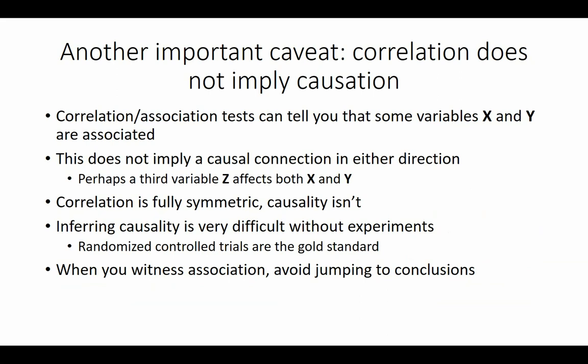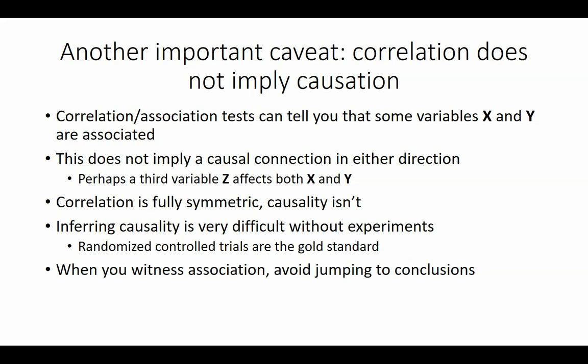Okay, another important caveat is, again, I think all of you are familiar with this notion that correlation does not imply causation. So we have that correlation or association is fully symmetric between two variables. But it doesn't necessarily mean that either of them causally influences the other. So very often we have the problem of confounding. So we could have a third variable z, which affects both x and y, and that explains why they are correlated. Okay, and actually inferring causality is very difficult without experiments. Because if we just observe data, it's very difficult to know what is the reason behind it.